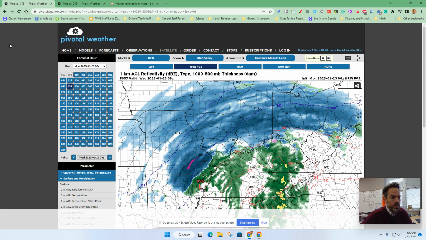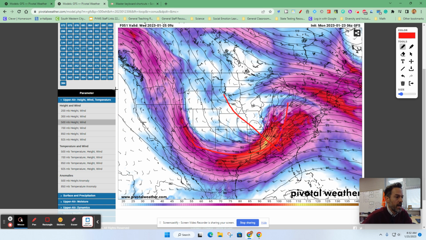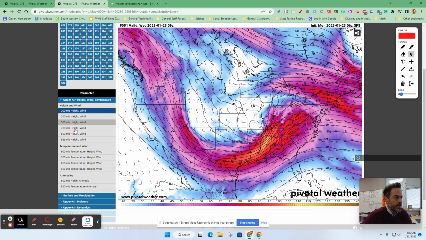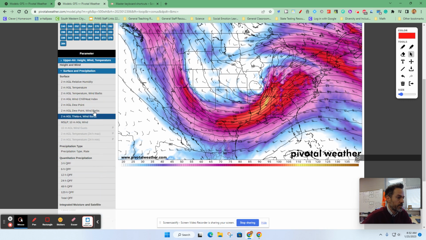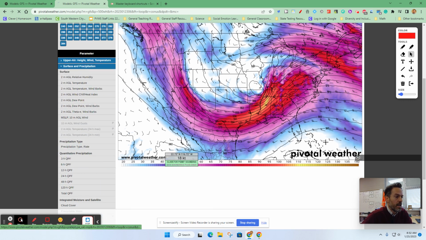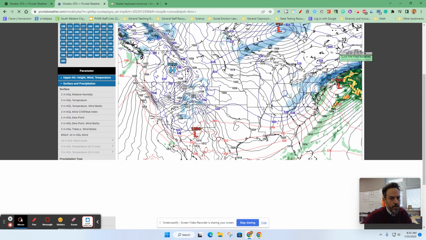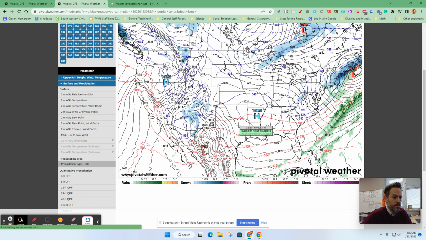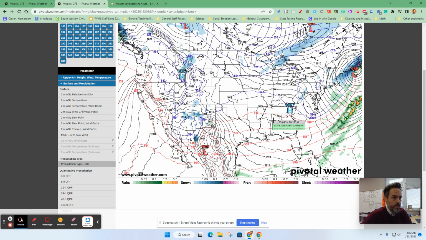So let's actually go back and look at just the evolution of what this is going to do at the surface. We just looked at the upper air pattern, the jet stream aloft. Let's look at the surface really quick, and look at the precipitation type. We're looking at greens and yellows for rain, blue for snow, purple for the heaviest snow, and then some reds for freezing rain and purples for sleet.